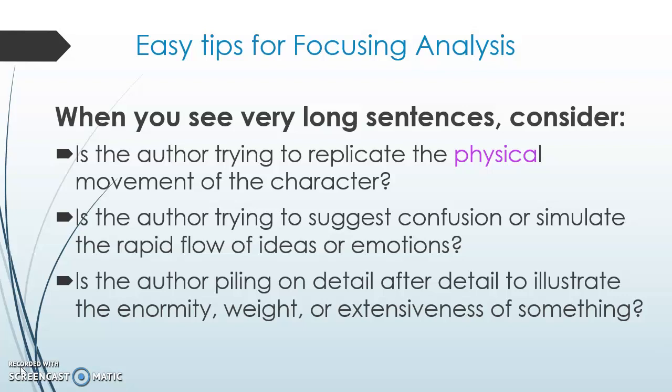Think about Miss Jackson. What is the author saying about her? Is the author trying to suggest some type of confusion or emotions? What are we looking for? Is the author just giving us detail after detail to illustrate the enormity, the weight? And enormity has to do with heaviness or the weight or the extensiveness of something. And that something could be an idea that he wants us to grab or she wants us to grab.